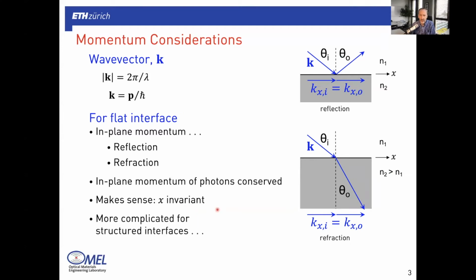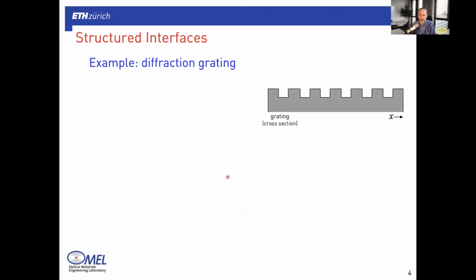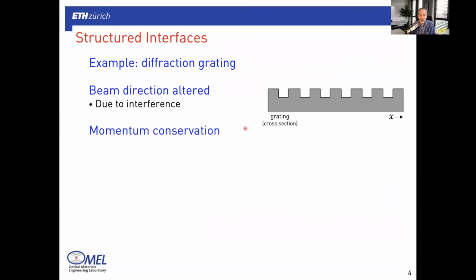But one can imagine it becomes more complicated for structured interfaces. And in particular, this is when diffraction starts to become important. Now, a classic example of a structured interface is the diffraction grating. So in my cartoon here, we have these cross-sectional grooves that are periodic in x. And we know that if light hits such a diffraction grating, its direction can be altered due to essentially interference. But we can also look at this in terms of momentum conservation.